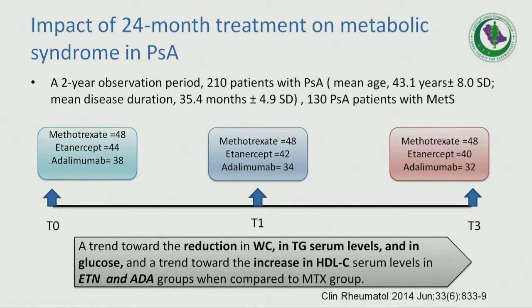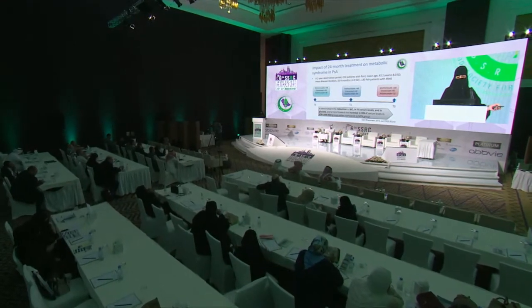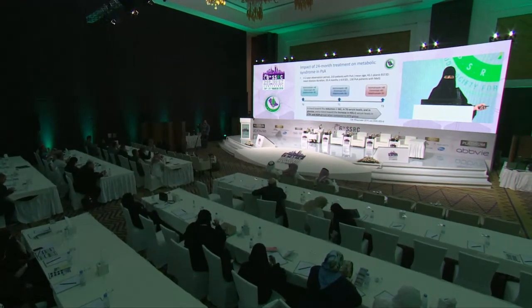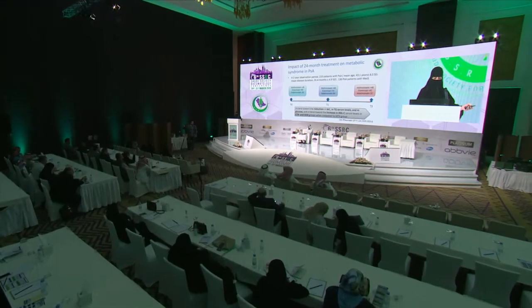So when we're treating patients with psoriatic arthritis, are we improving the metabolic syndrome component? This is an observational study that looked at patients with psoriatic arthritis who have metabolic syndrome. A total of 130 patients with psoriatic arthritis were diagnosed with metabolic syndrome. They divided the patients into 3 groups. First group, 48 patients on methotrexate. Second group, 44 patients on etanercept. And the third group, 38 patients on adalimumab. This started at time 0, and then they followed them over 2 years.